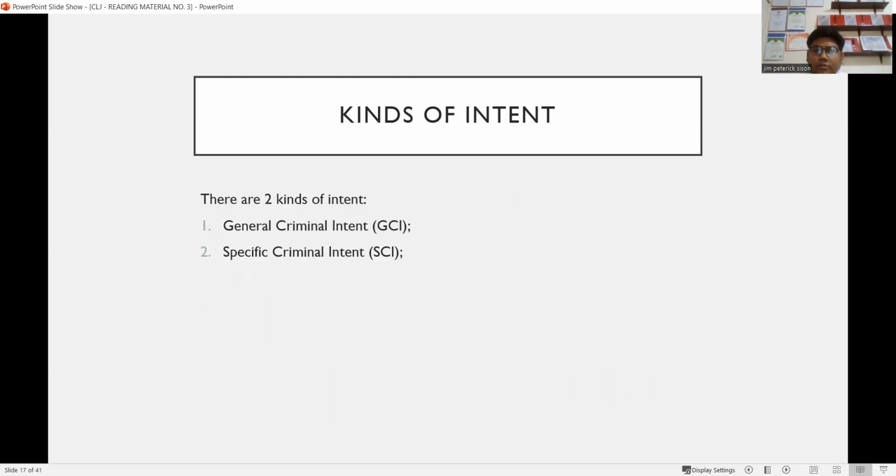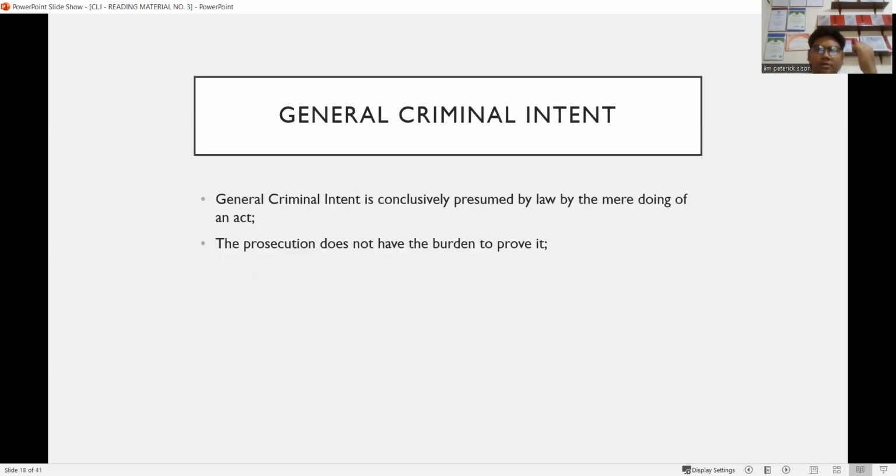We have here two kinds of intent: general criminal intent and specific criminal intent, the GCI or the SCI. So, what do you mean by general criminal intent? General criminal intent is conclusively presumed by law by the mere doing of an act, and the prosecution does not have the burden to prove it.